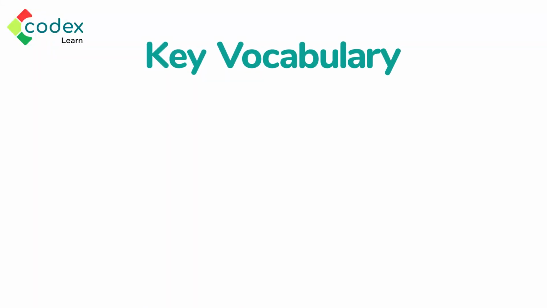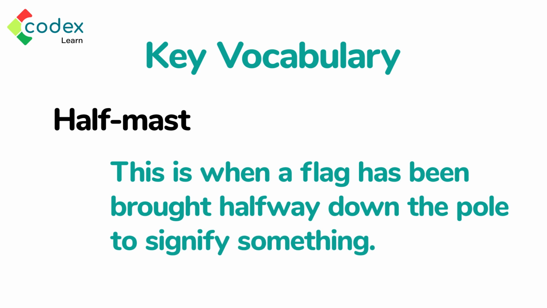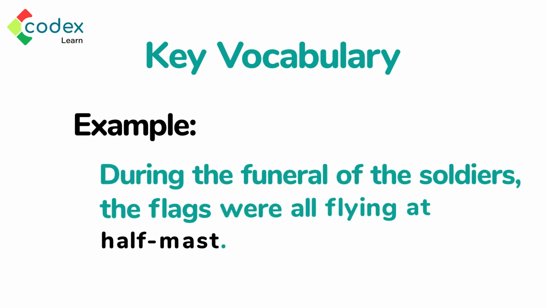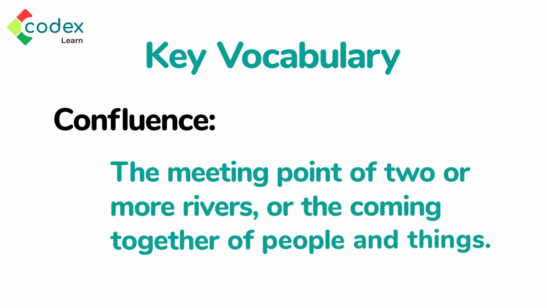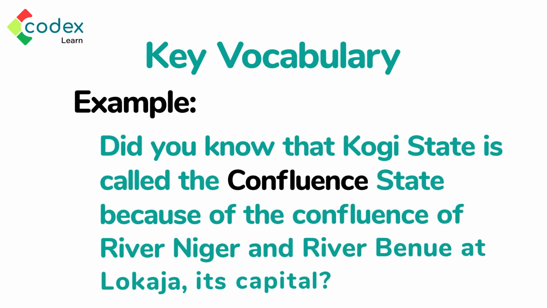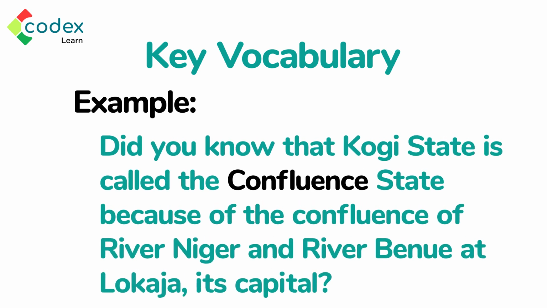Now, let's look at some new words we have learned today. Half-mast. This is when a flag has been brought halfway down the pole to signify something. During the funeral of the soldiers, the flags were all flying at half-mast. Confluence, the meeting point of two or more rivers, or the coming together of people and things. For example, did you know that Kogi State is called the Confluence State because of the confluence of River Niger and River Benue at Lokoja, its capital?